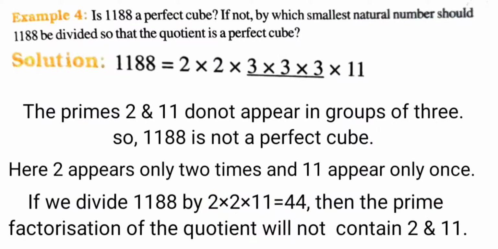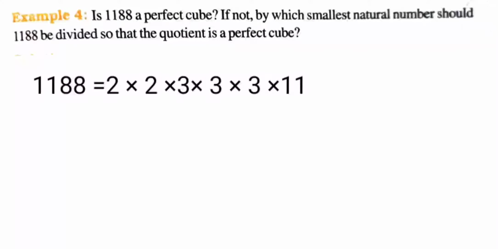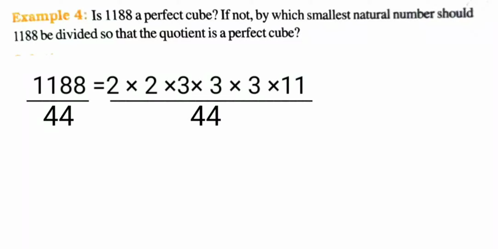Here 2 and 11 are not in a triplet. If we divide by 2 into 2 into 11, that is 44, on both sides, we will get a perfect cube. So we should divide 44 on both sides. Here is 1188, and on the right side the factors are given, and if we divide 44 on both sides we get a perfect cube. Here 1188 divided by 44 is 27, that is cube of 3.